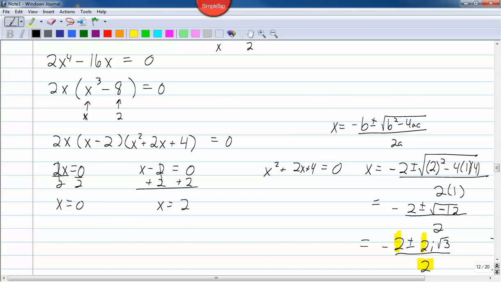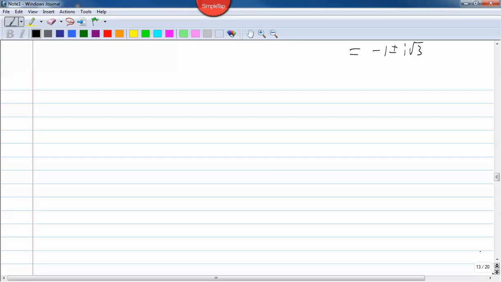Now, the next type of equation that we're going to look at to solve is called a radical equation.